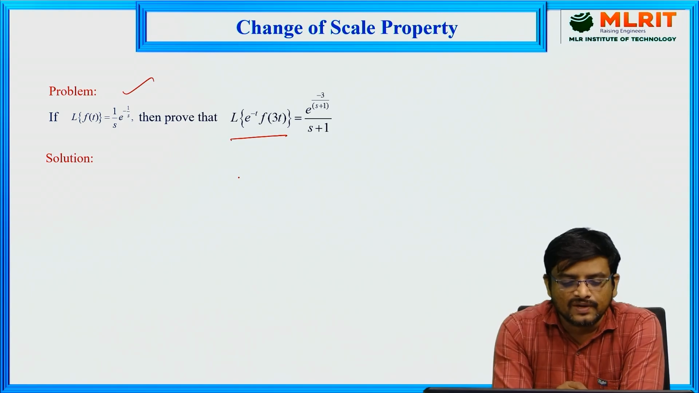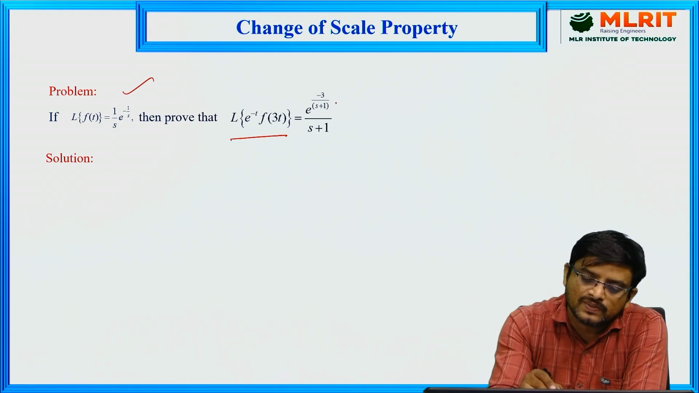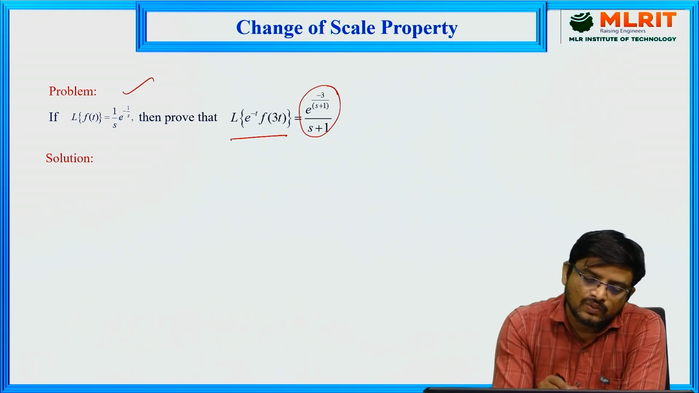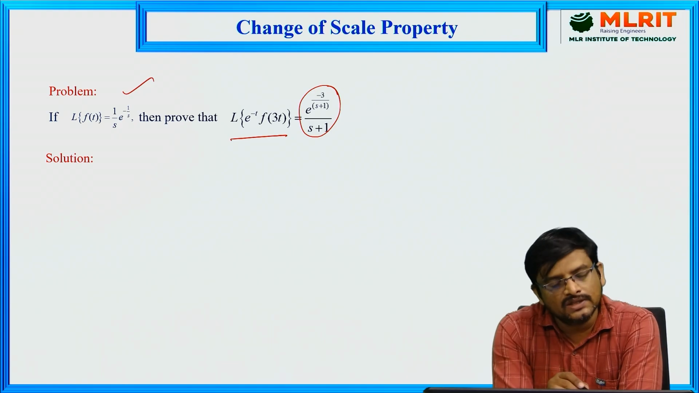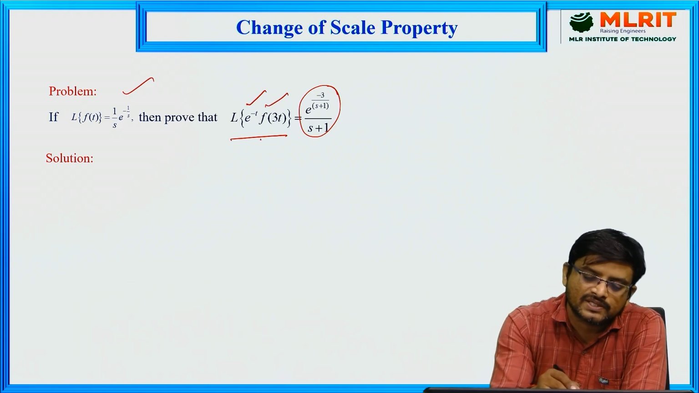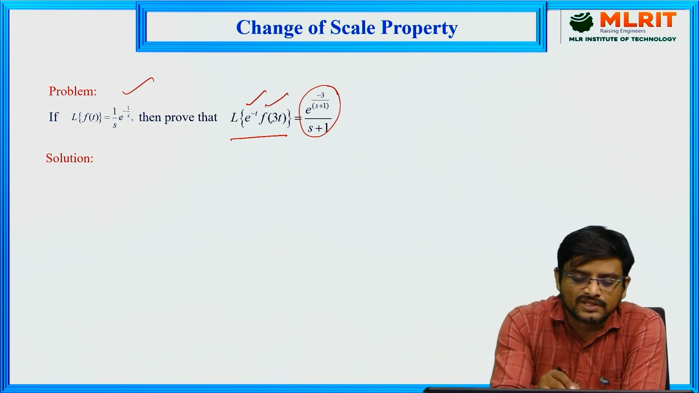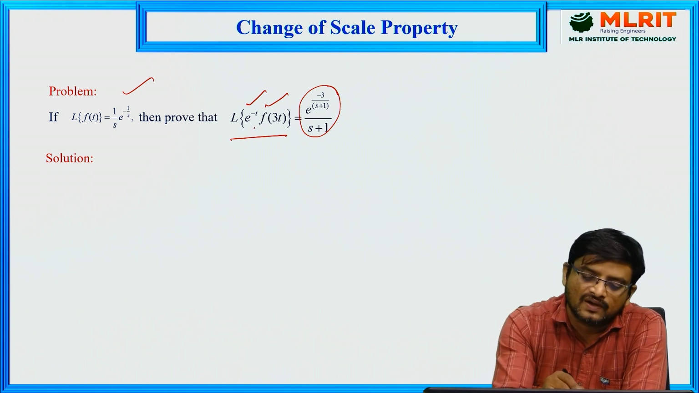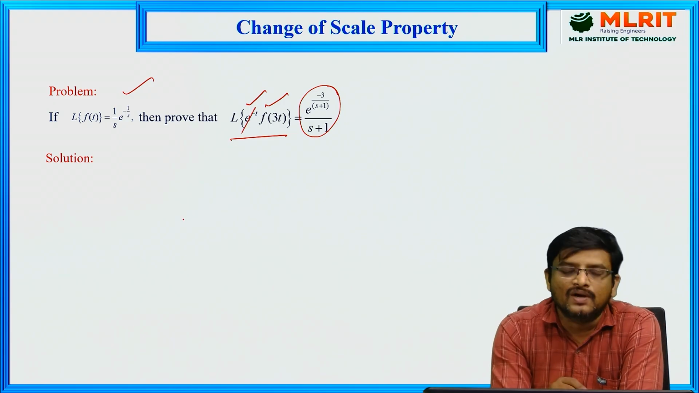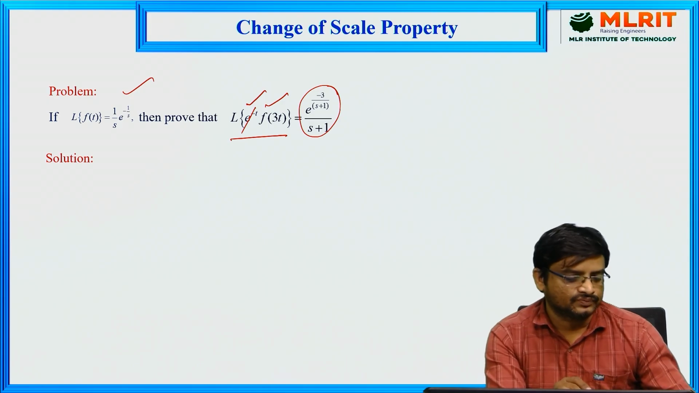Laplace transform of e power minus t into f of 3t. We have to prove this value is equal to this value here. Now if you observe, in the previous slide we saw that if any function is multiplied with some exponential function, then first we have to find the Laplace transform of that function by neglecting the exponential function, and then go for the first shifting theorem. Follow the same procedure here.